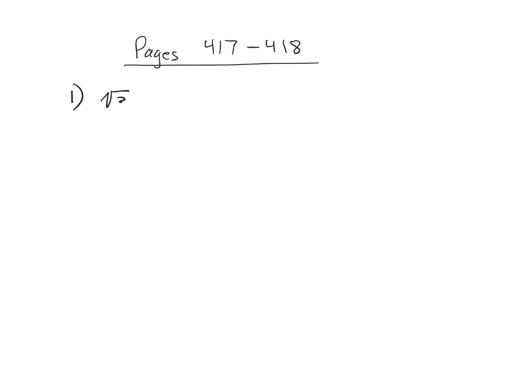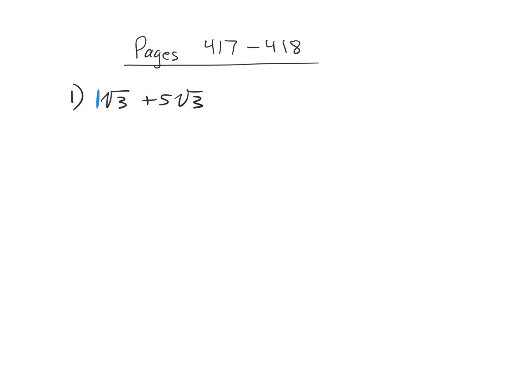When you have something like this, radical 3 plus 5 radical 3, you can always and should always put a 1 in front of the radical if there is not one. And then you are going to think of this as like 1 apple plus 5 apples and combine them.